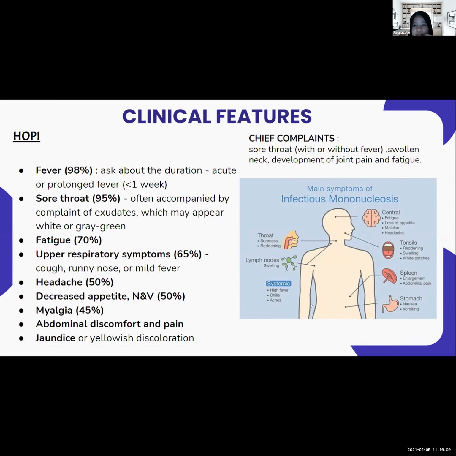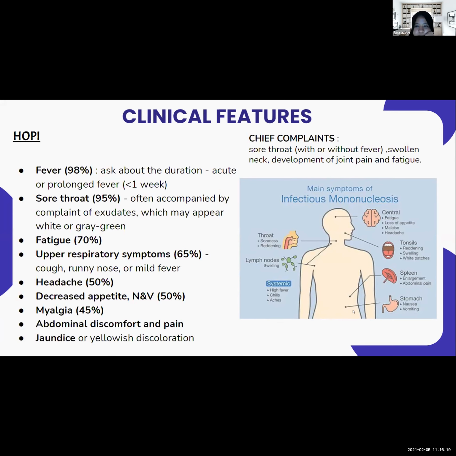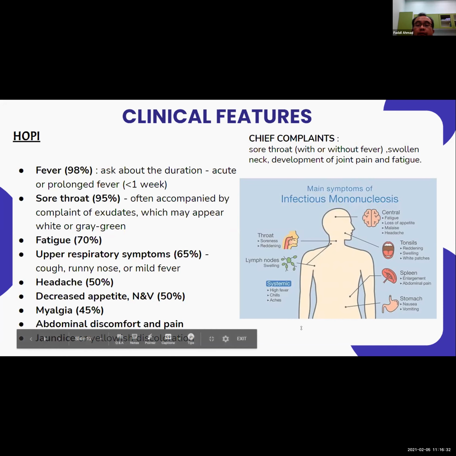So, central nervous system: fatigue, loss of appetite, malaise, headache; tonsil; spleen. How many percent have spleen enlargement? About 50%, but it is a late presentation. Systemic: high fever; lymph node swollen. Lymph node swelling is seen in more than 90%.